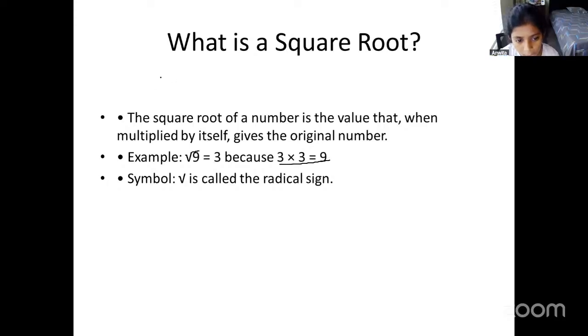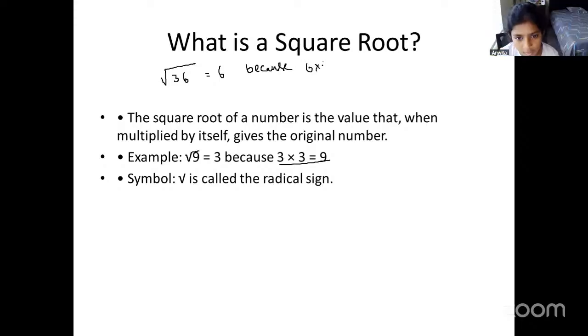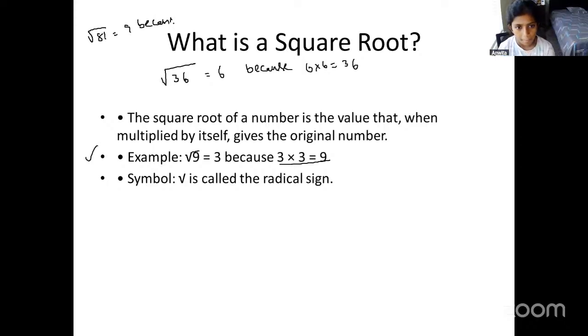Give one more example. For example, as you said, the square root of 36 is equal to 6, because 6 into 6 is 36. Very good. Frame a few more sentences like this. The square root of 81 is equal to 9, because 9 into 9 is 81. Very good. One more example.